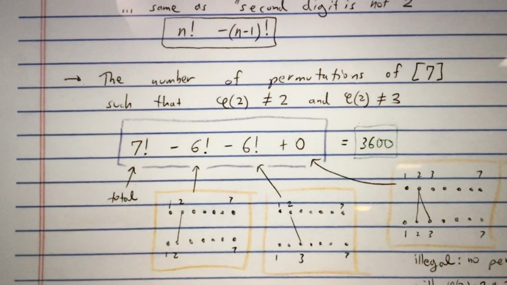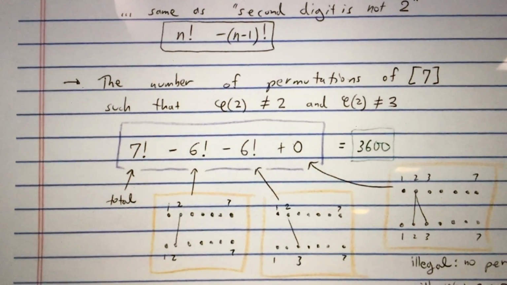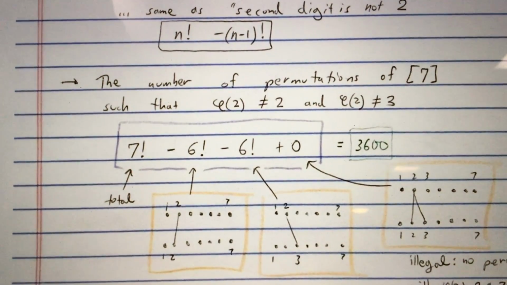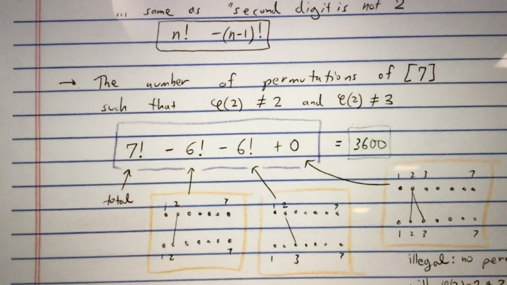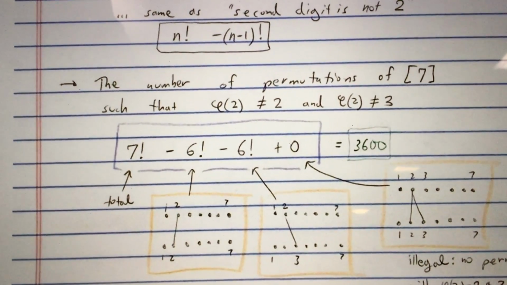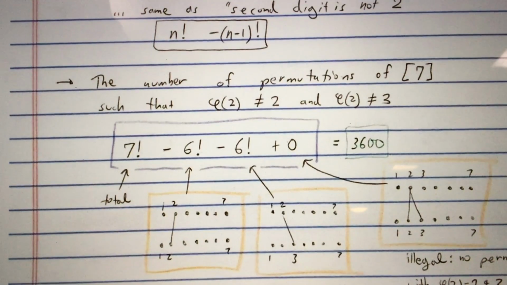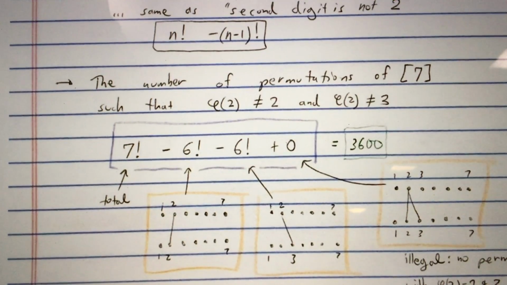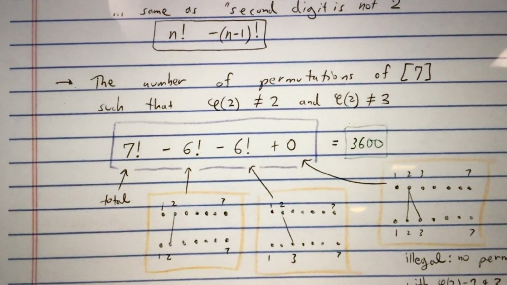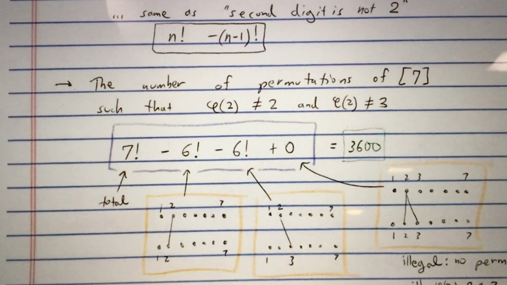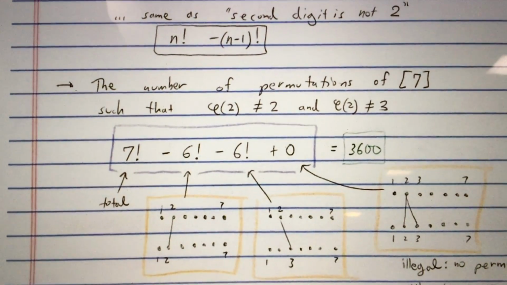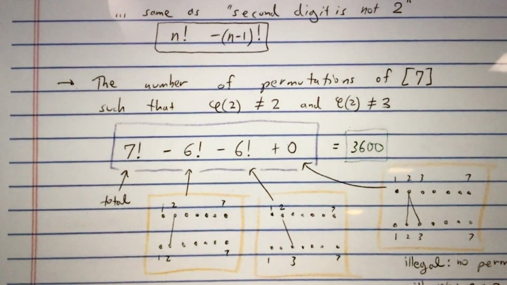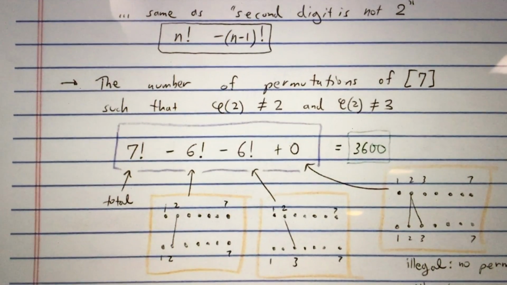So how about the number of permutations of 7? I'll nail down a number there instead of using n this time. And such that phi of 2 does not equal 2 and phi of 2 does not equal 3. So 2 things it can't be. So I'll do 7 factorial. That's the total. Then phi of 2 does equal 2 in 6 factorial ways. That is the one we just worked out above. And here I drew the picture again with 2 going to 2. Then you have 2 going to 3. That's not allowed. We need to subtract those.